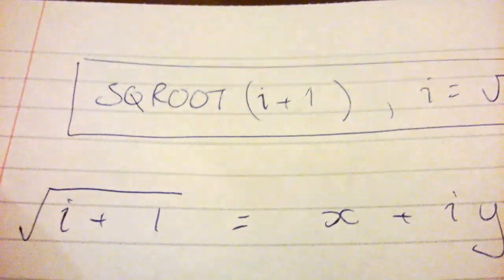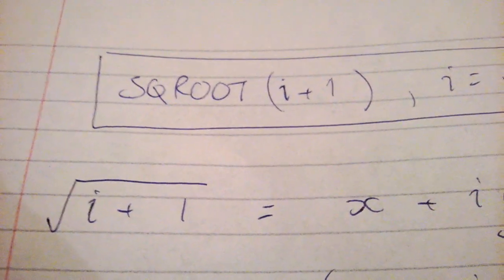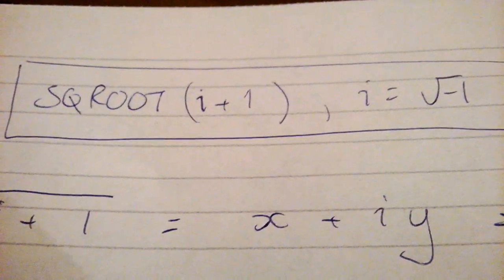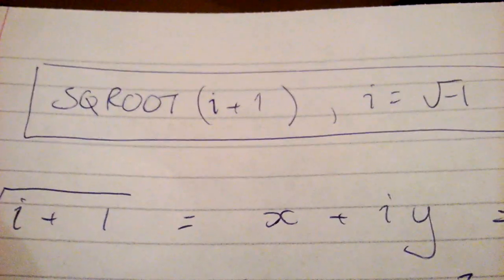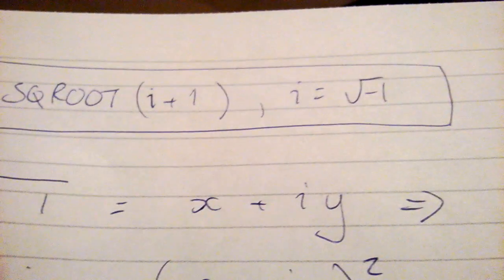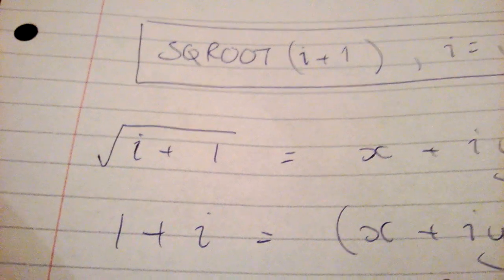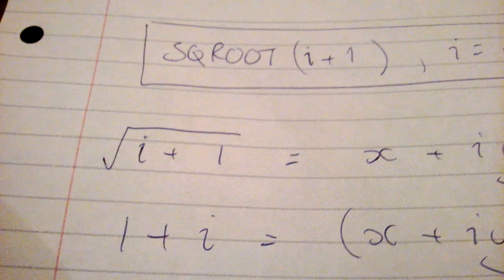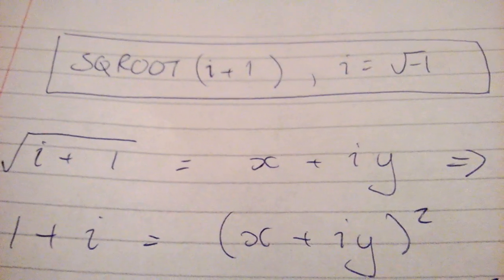What we need to do here is define the square root of the whole of i+1 as x plus iy, another complex number. Then we need to find out what x and y are. If we square both sides, we say 1 plus i, which is obviously the square root of i+1 but swapped around, has got to be x plus iy all squared.